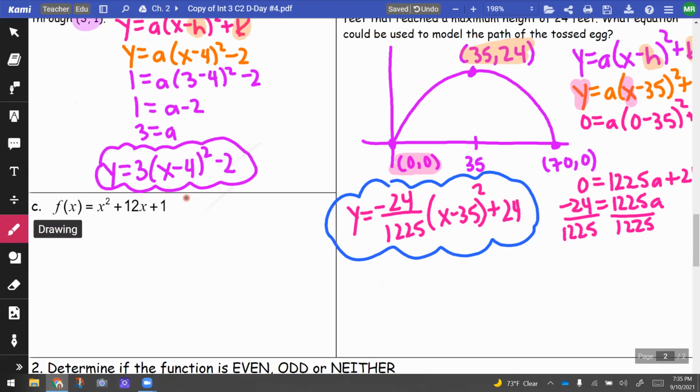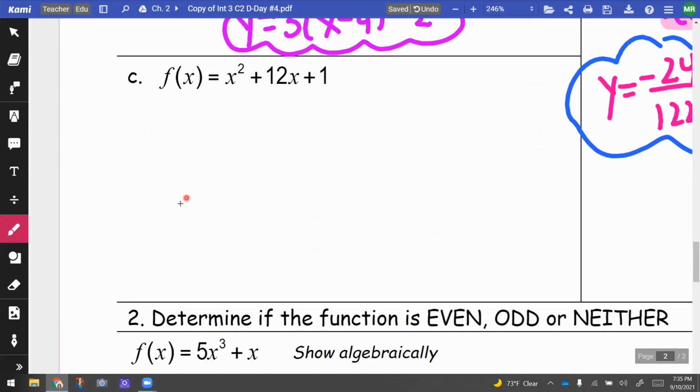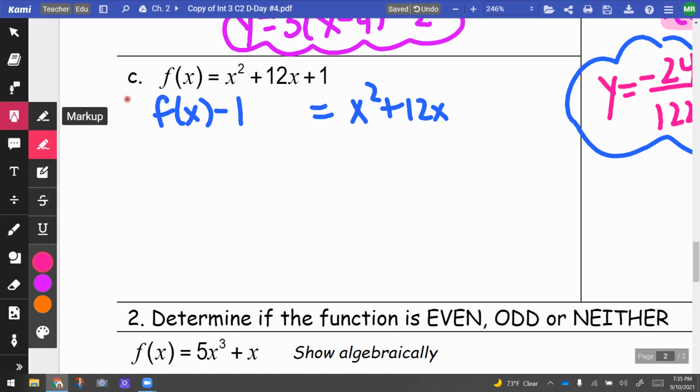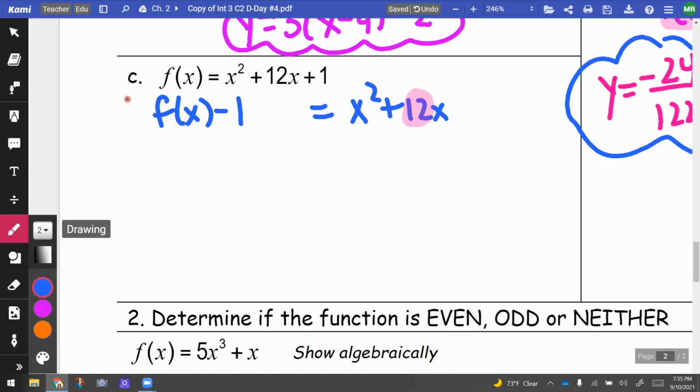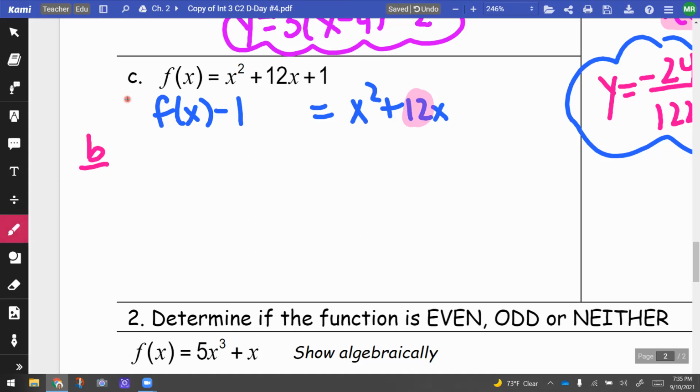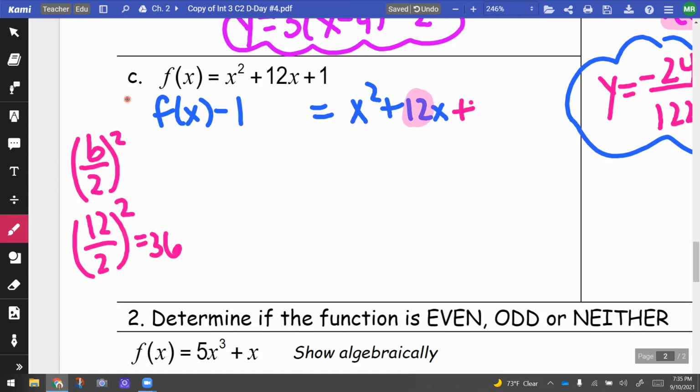Okay, on letter C, this one, they want us to complete the square. Okay, so basically, I'm going to first take my 1 and subtract it and get it to the other side. And then I'm going to be looking at my b. And what I do is I take my b, which is 12, divide it by 2, and then I square it. So my b is 12. 12 divided by 2 is 6. And 6 squared is 36. So I'm going to add 36 here, and I'm going to add 36 here.